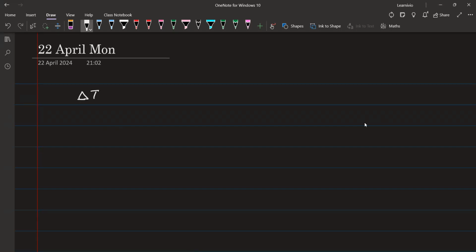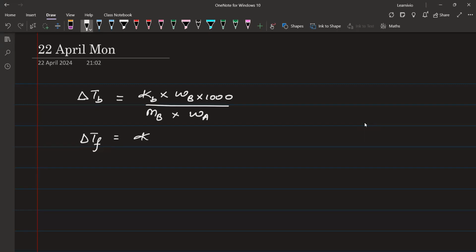That is delta TB, which is equal to KB into m, and we can write m as WB into 1000 divided by MB into WA. And similarly, we also learned about the freezing point depression constant, the depression in freezing point delta TF, which is equal to KF multiplied by WB into 1000 divided by the molar mass of the solute multiplied by the mass of solvent. The mass of solvent will be in grams, mass of solute will also be in grams.